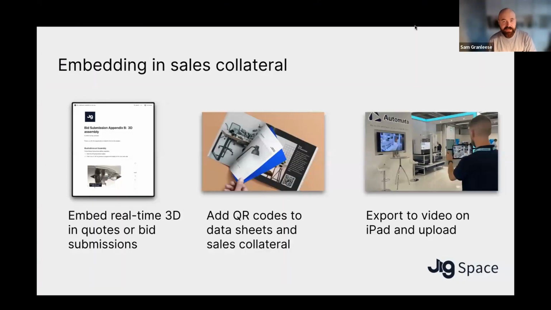The next thing that I wanted to show you is embedding in collateral. So we'll do a demo of embedding a jig in a live online document with iframe, but you can also add QR codes to printed collateral or to PDFs and more traditional submissions in a sales environment. Or you can actually just record a video straight off the iPad or iPhone of your jig in AR, which is a very common thing to do, and upload that as supplementary material when you're doing a sales proposal.